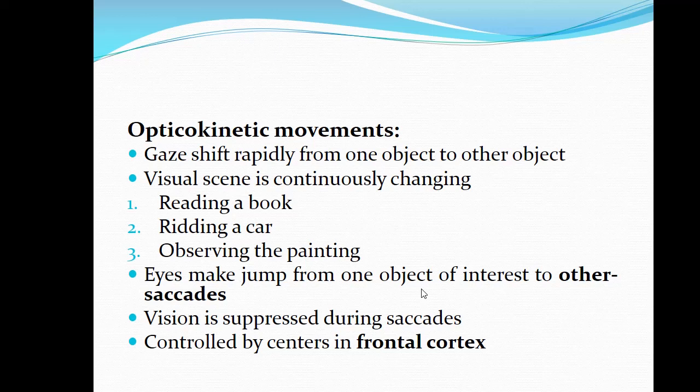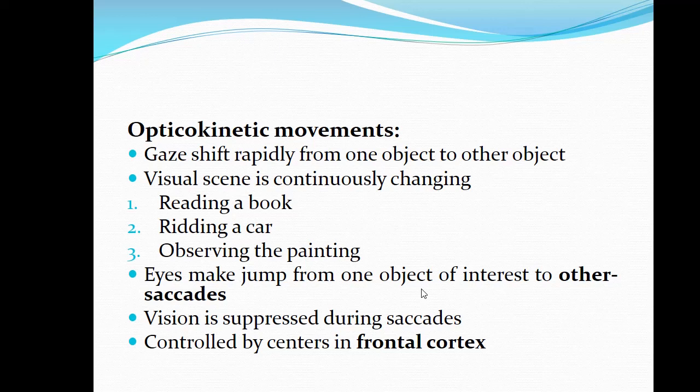For example, when you are reading a book, your eyes are moving from one word to the other word, and then from one line to the other line. So your visual scene is continuously changing. So your eyeballs are continuously moving from one object to the other object. This is also seen when you are riding in the car and you are looking out of the window. When you are looking out of the window, the visual scene in front of your eyes is again continuously changing, and every time the visual scene changes, you focus on an object in the visual field, so your eyes will continuously make jumps from one object to the other object.